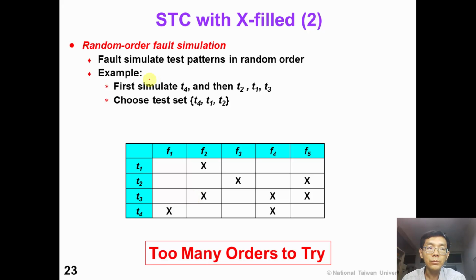If we can perform reverse order fault simulation, of course we can also perform random order fault simulation. For example, we can first simulate T4 and T2 and T1 and finally T3. In this way, we will get a test set of T4, T1, and T2. In practice, there are too many different orders to try. So, reverse order fault simulation is the simplest static test compression.